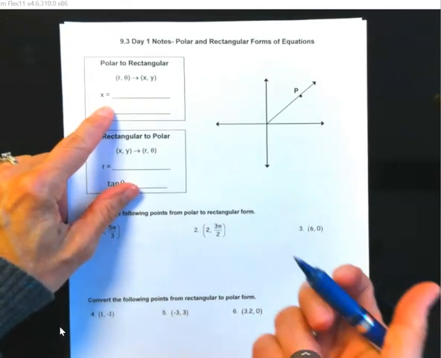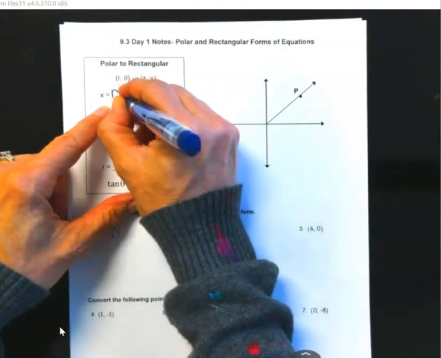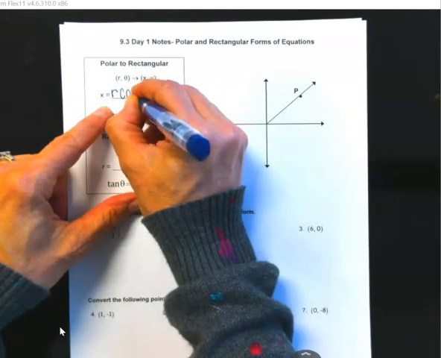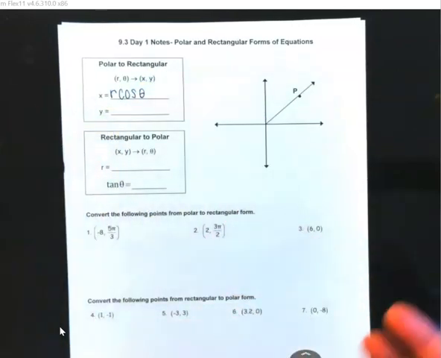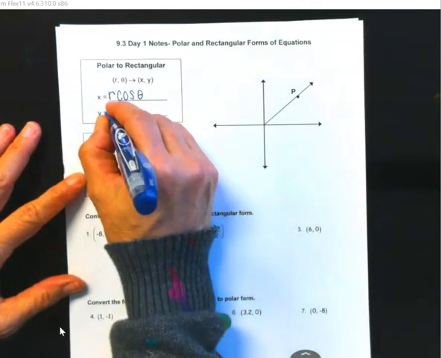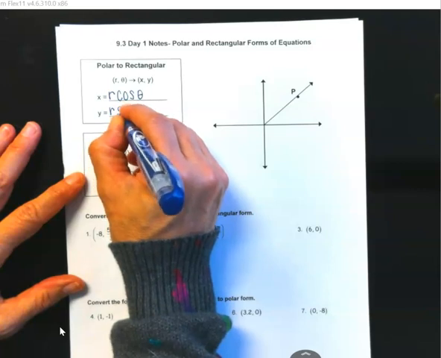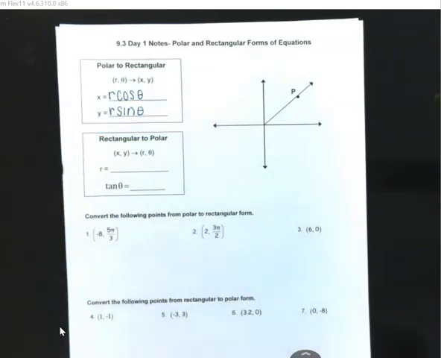For an x coordinate, it is going to be the r value times cosine of theta. And that makes perfect sense because cosine's an x coordinate on the unit circle. Your y value is going to be r times the sine value of that theta.